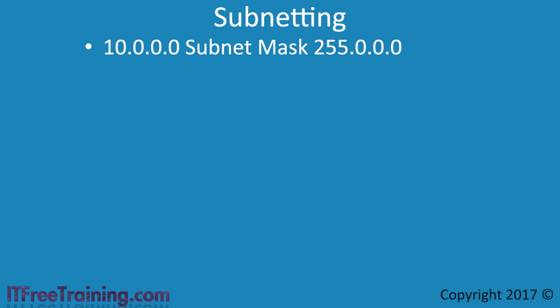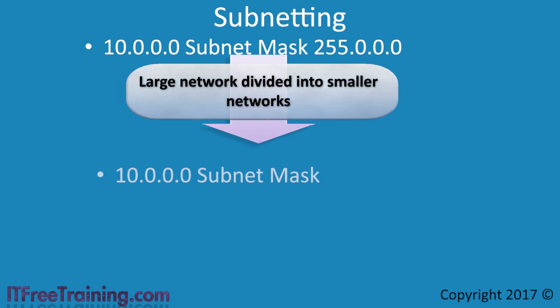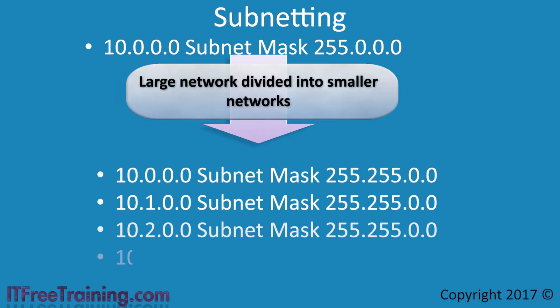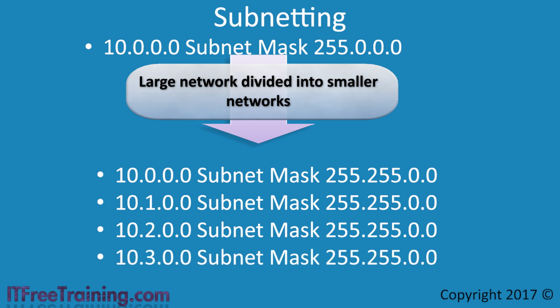To get around this waste, the administrator can use a different subnet mask than the default and thus create more networks with fewer addresses on each network. As shown here, the subnet mask is changed to 255.255.0.0, which allows the original network to be divided up into 256 smaller networks with over 65,000 addresses per network. This is a much better use of the addresses. In later videos, I will go into subnetting in more detail, but I needed to look at it briefly to have a look at the next topic.